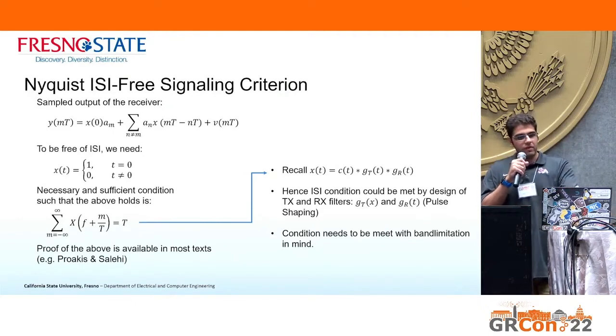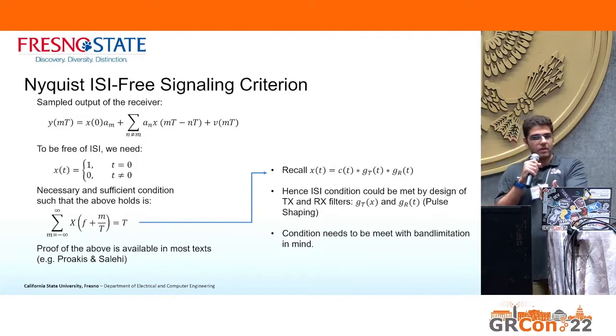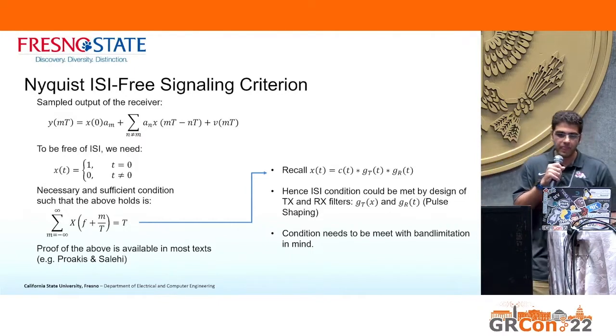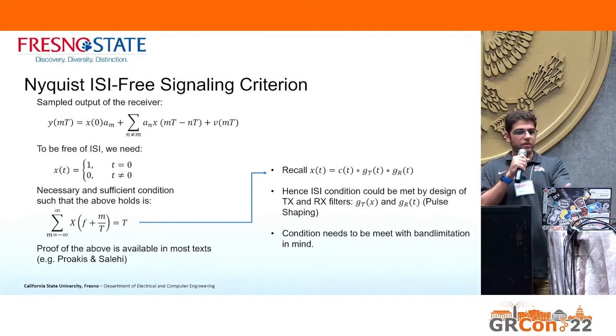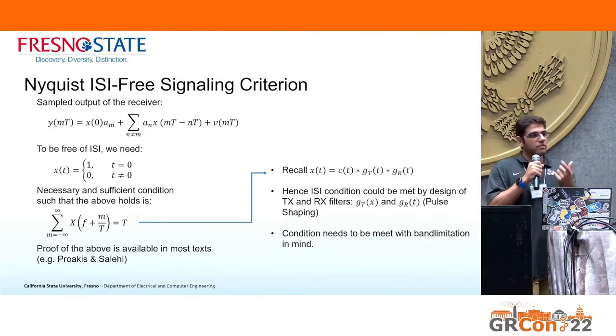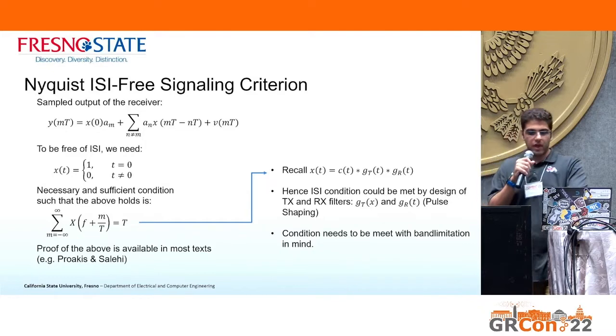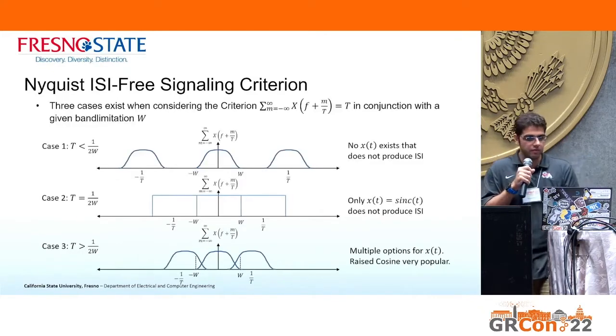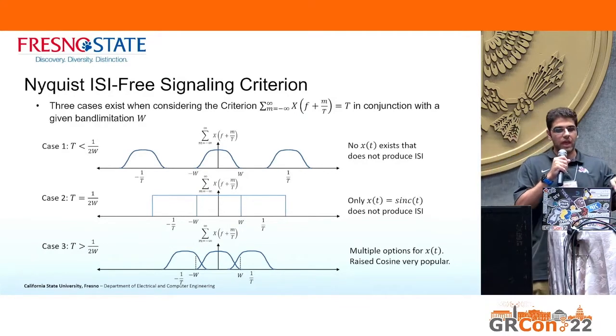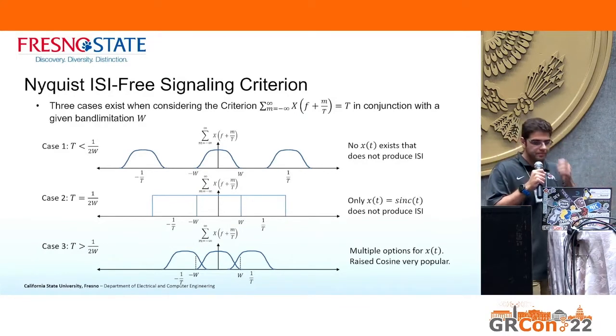But if we think back to what x(t) was, it was defined as that convolution. We really can't necessarily do anything about the channel there, but the pulse shaping filters are within our control. So theoretically, we could meet that behavior that we'd like from x(t). But we have to consider that with respect to the band limitation that we have. And when we do that, three cases pop up.